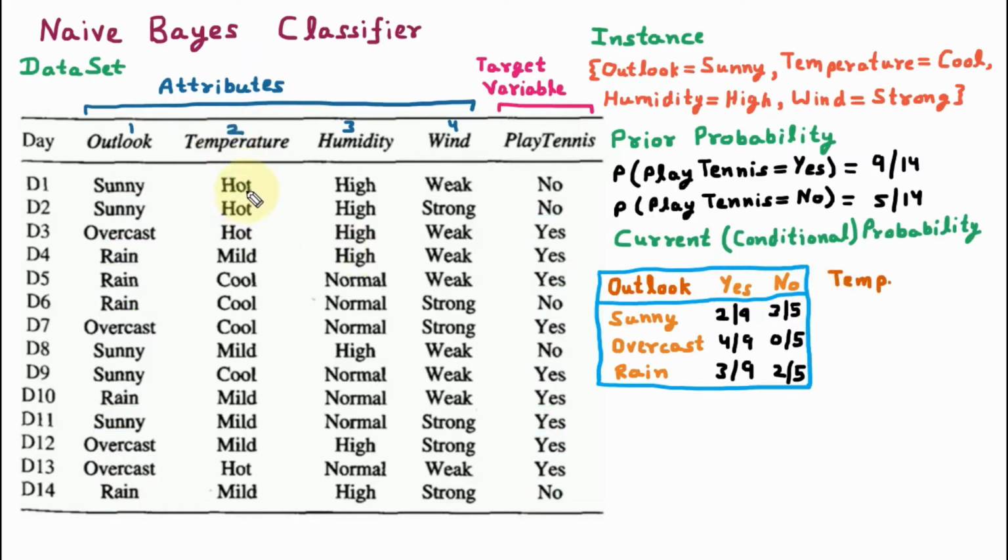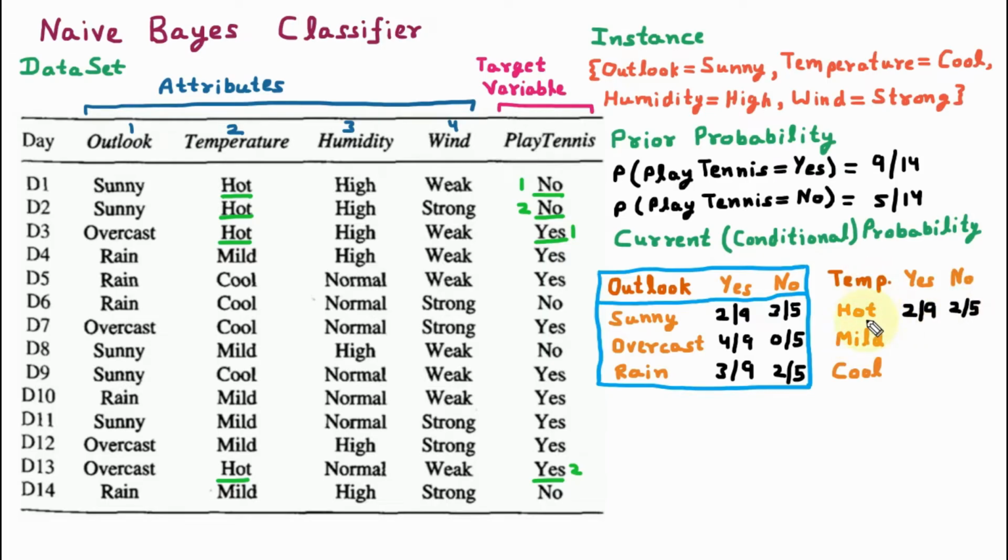Temperature can be hot, mild and cool, and the outcome of playing tennis can be yes and no. In a similar manner, in the temperature, first of all, highlight the hot and corresponding outcomes. So for the hot, yes, number of yes are 1 and 2. So 2 divided by total number of yes, which is 9. And hot for no, so 1 and 2. So 2 divided by total number of no, which is 5.